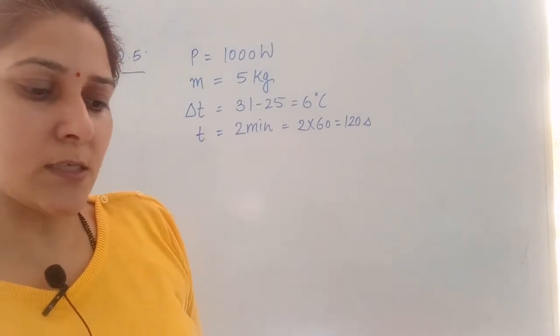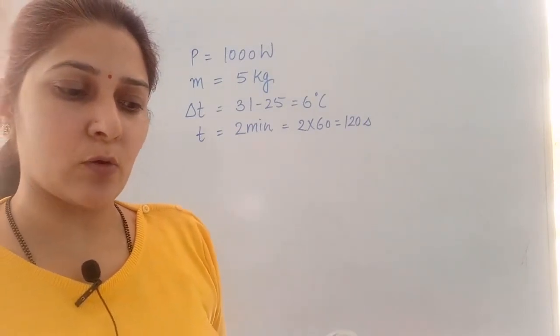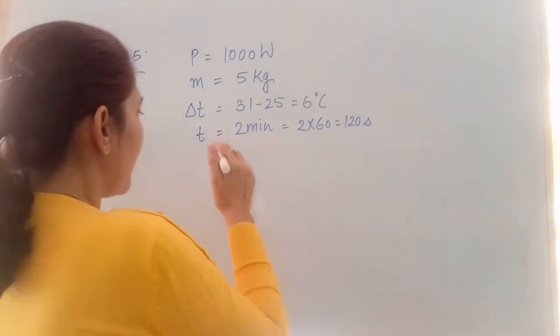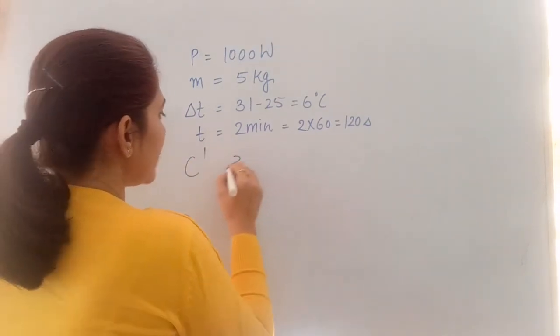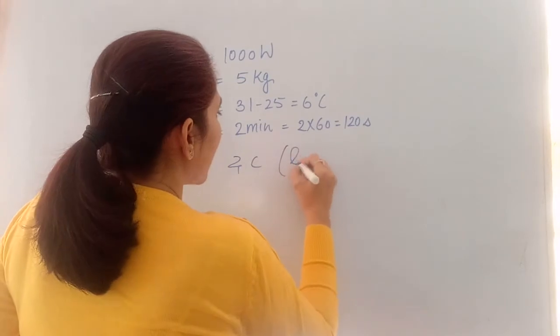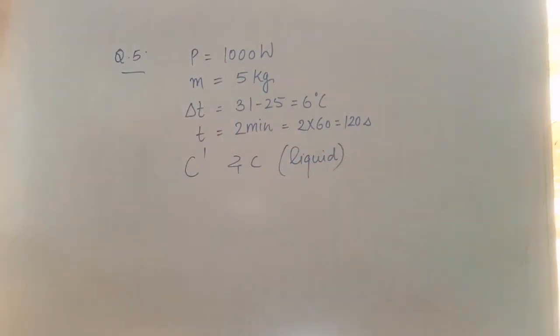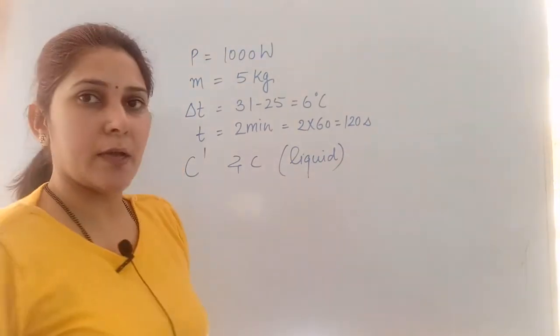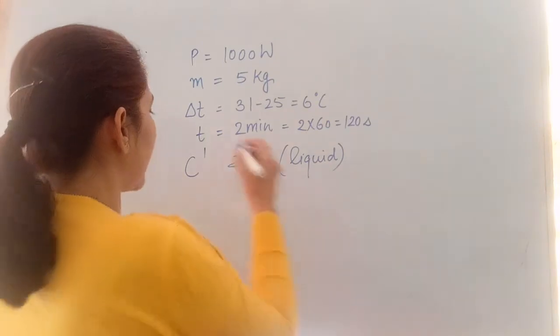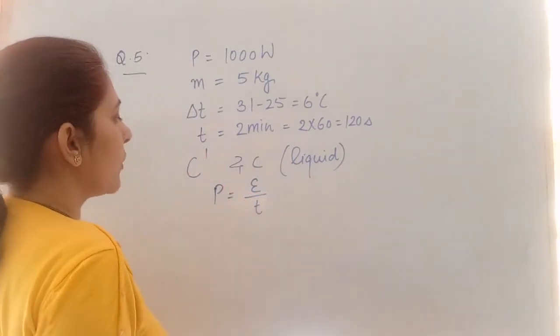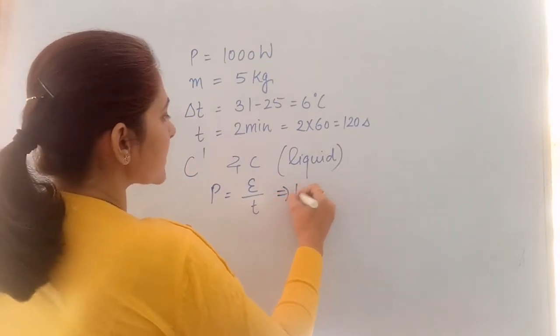Now they want us to calculate the heat capacity and specific heat capacity of the liquid, meaning you need to calculate C dash and C for the liquid. Both values you are supposed to calculate. For finding out heat capacity you need energy supplied. And from where can you get energy supplied? Power is equal to energy per unit time. Power given to us is 1000 watt.